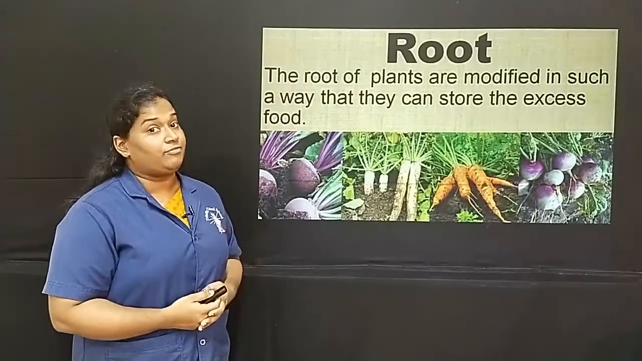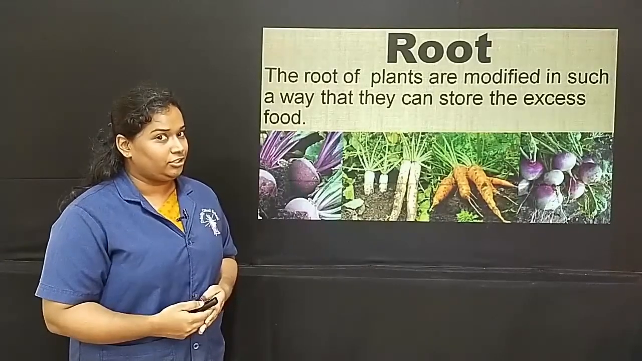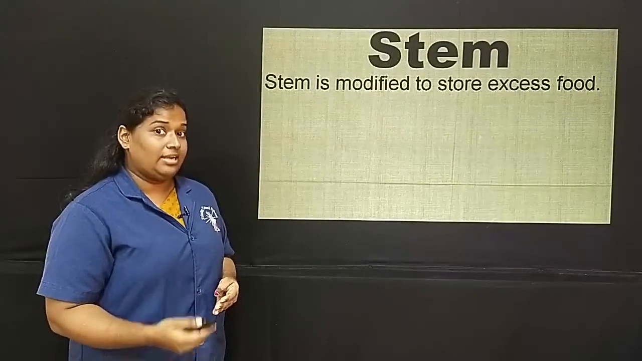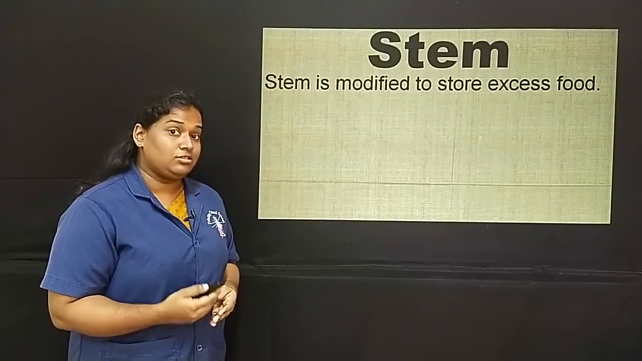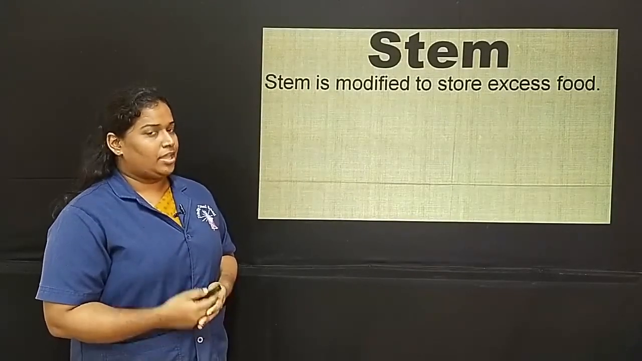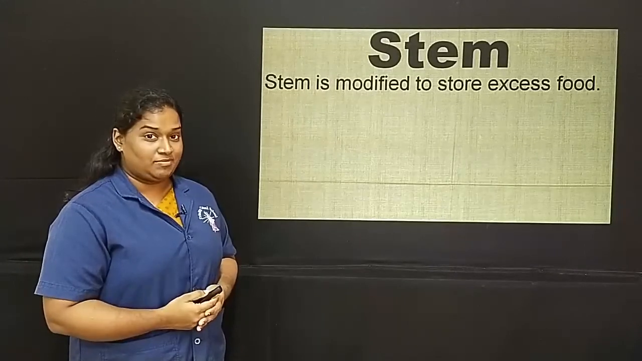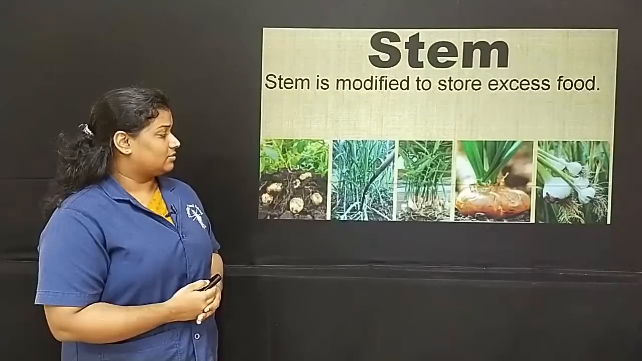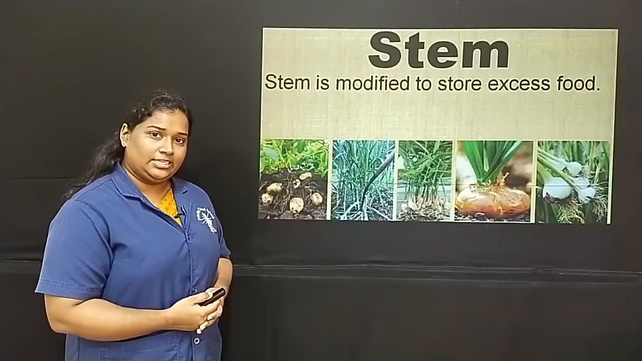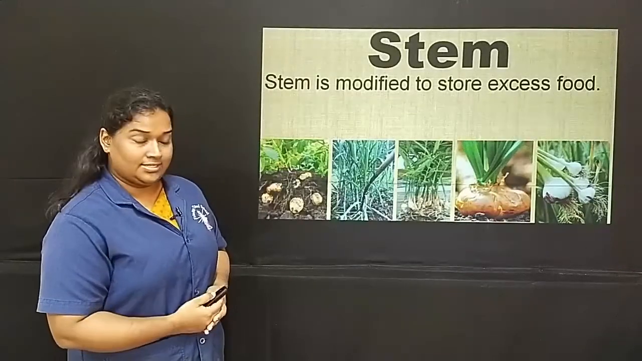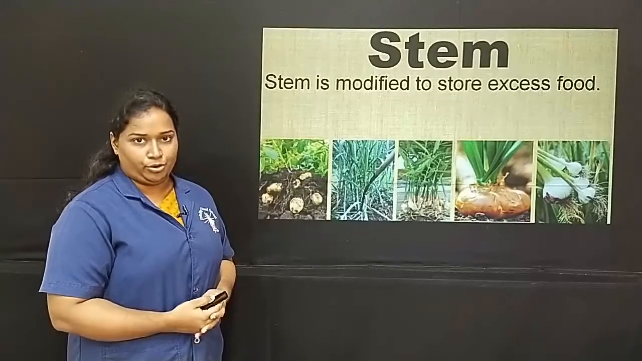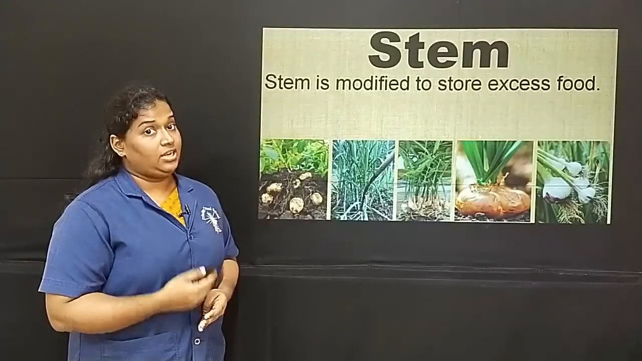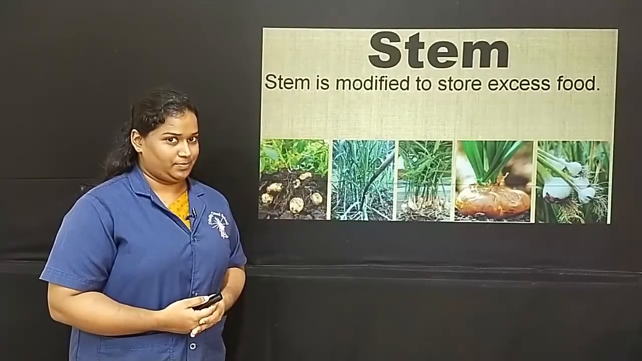Which are the other parts of the plant which store excess food? Yes, stem. Stem is modified in such a way that it can also store the excess food. Now recall and name some examples for modified stem. Yes, potato, sugarcane, ginger, onion, garlic and many more. These stems we can eat raw or we can cook before consuming.